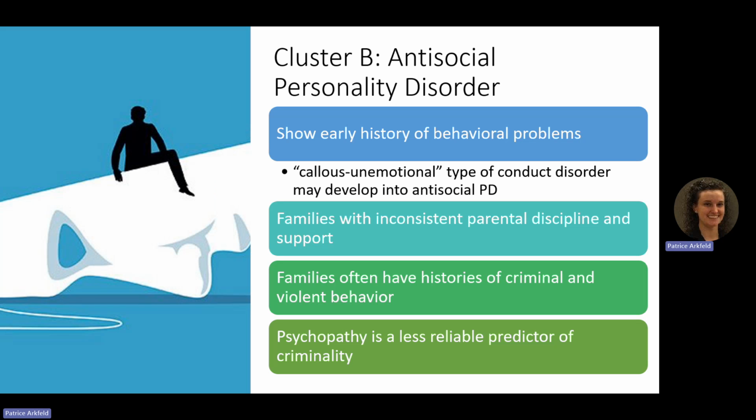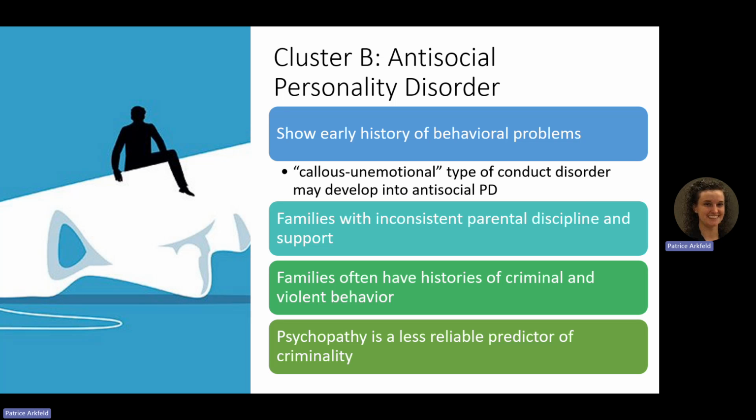With antisocial personality disorder, we see an early history of behavioral problems for these folks. So almost always there is a history of this person being diagnosed with conduct disorder, where the individual is acting in harmful ways to others and to themselves as a child. So these are the kids who are maybe harming animals, like actually physically abusing animals, or are truant from school.